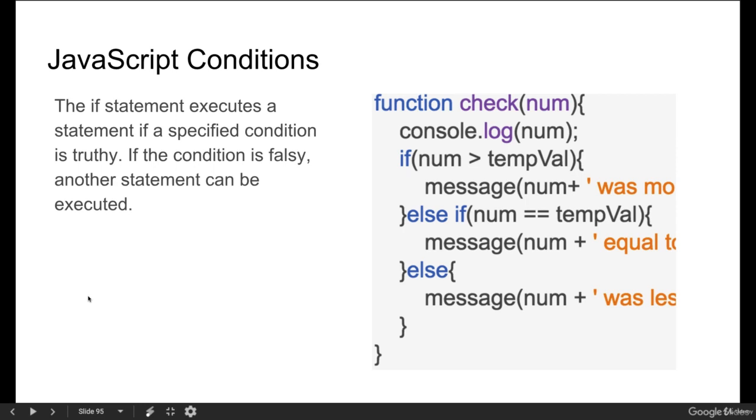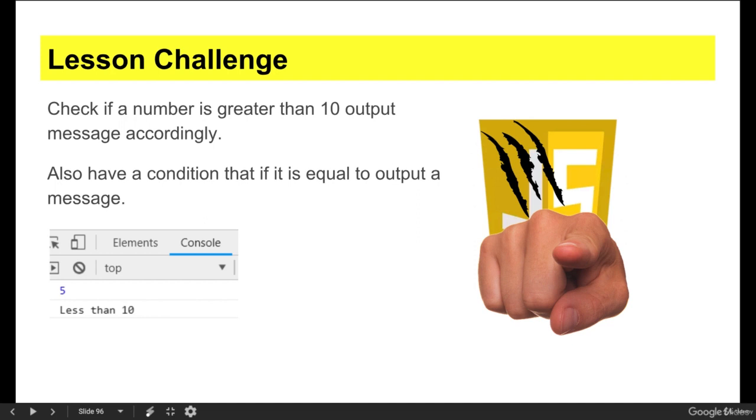So the statement executes and checks to see truthy conditions, and if the condition is falsy, it moves to the next statement that can be executed. And then if we have an else, that provides us an alternative output if there is nothing that has been true. So we check to see if a number is greater than 10 and message accordingly. And we also have a condition that if it's equal, output a message. So that's the challenge for this lesson.